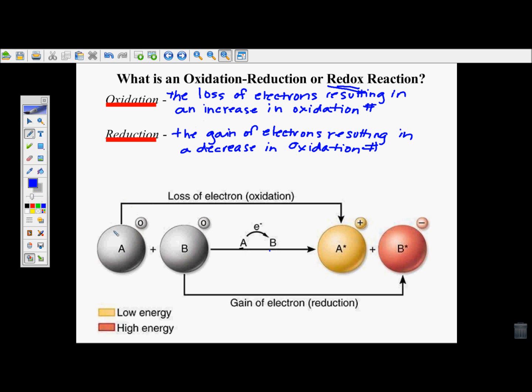Okay, and this down here is an example of that. You have element A and element B, both with oxidation numbers of 0. And then after the electron transfer, element A, which has been oxidized or undergone oxidation, has a positive charge, or oxidation number, while element B, which has undergone reduction, has a negative charge, or oxidation number.